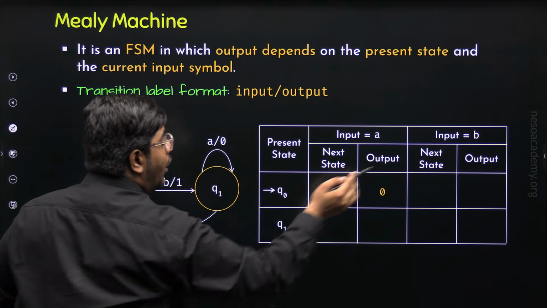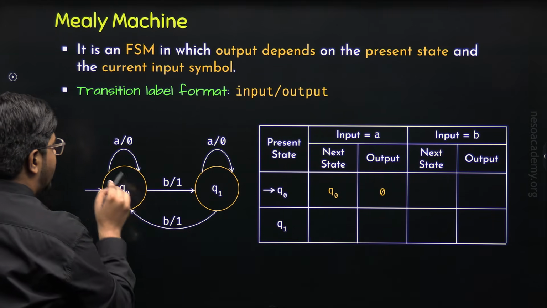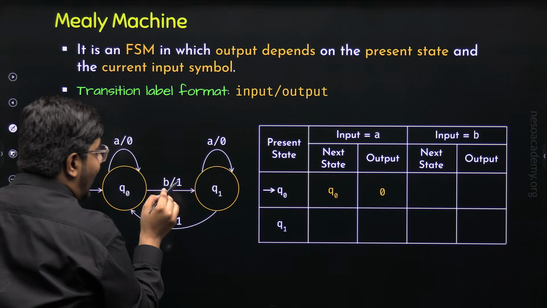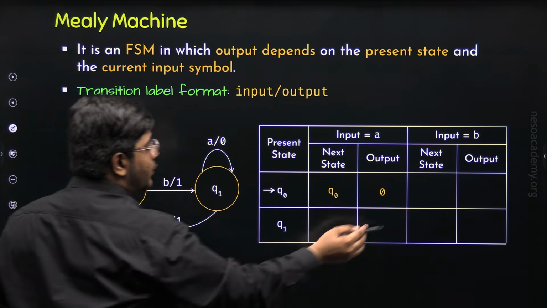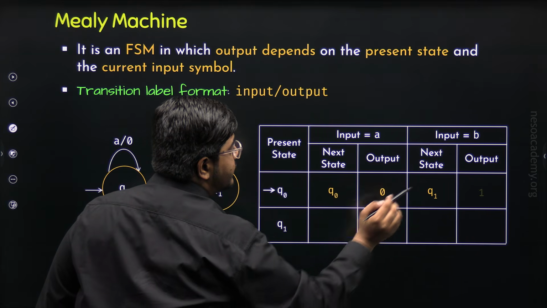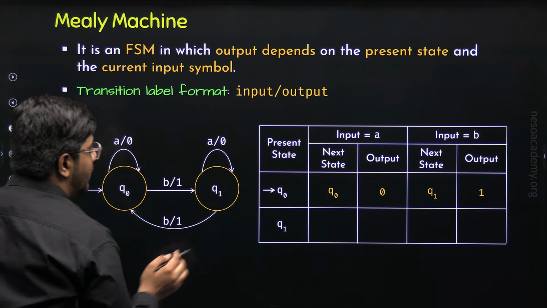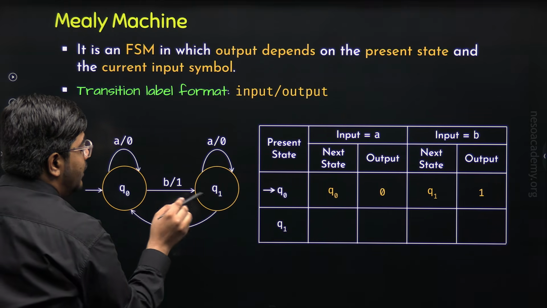Now Q0 on input symbol B. So Q0 on input symbol B, the next state is Q1 and the output symbol is 1. So here we will write Q1 and output symbol is 1. Now let's talk about the state Q1. This is the state Q1.